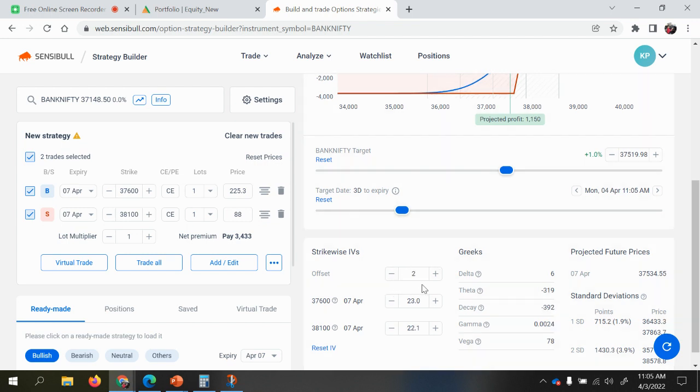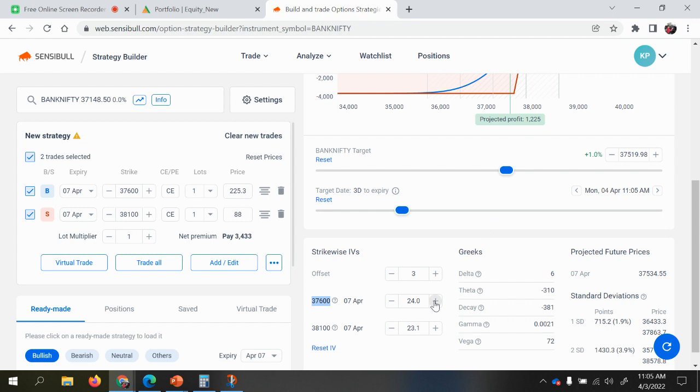With a 2% VIX increase, the profit started increasing. Now this is my bought leg, 37,600. Increasing VIX is good for the option buyer, so I'm just trying to increase the VIX for my bought leg and keep an eye on this profit.